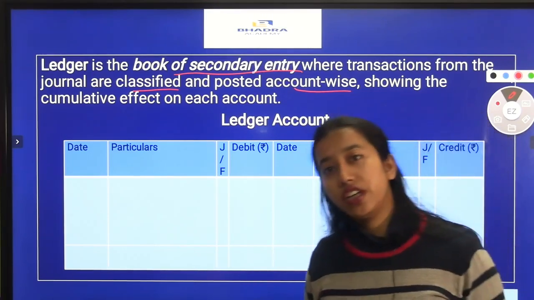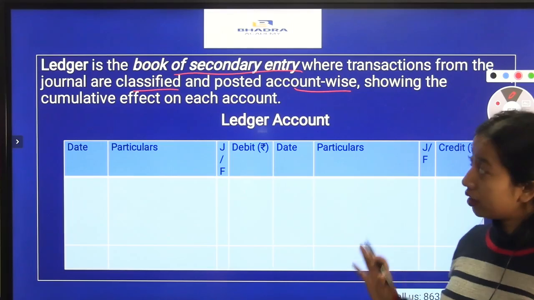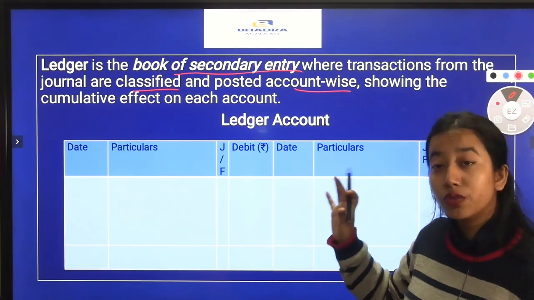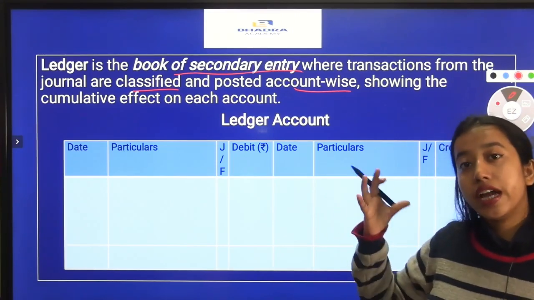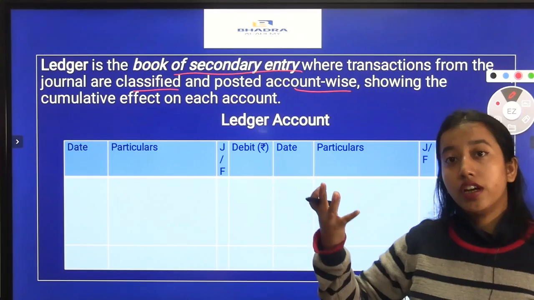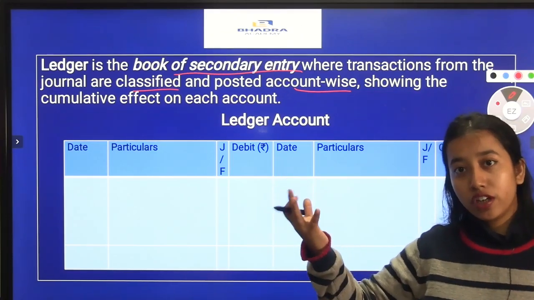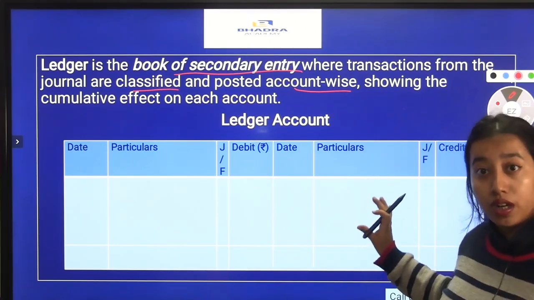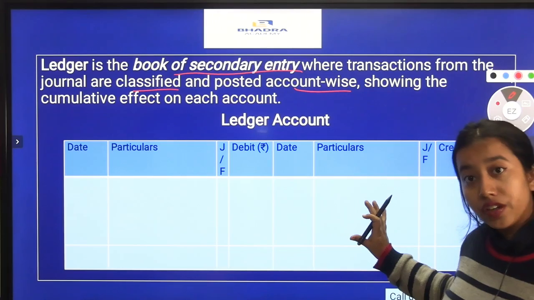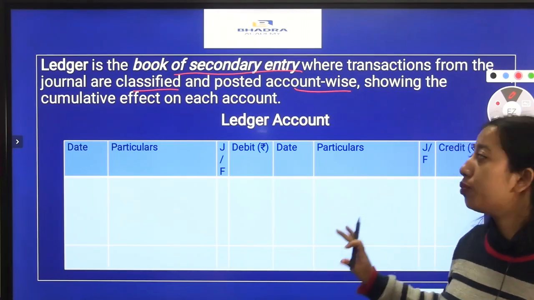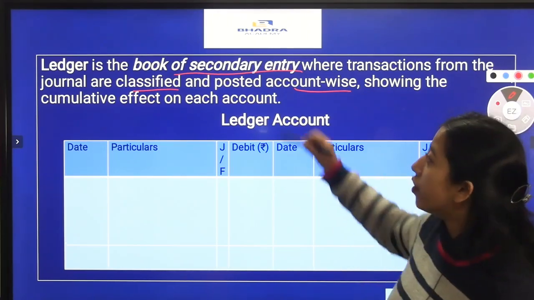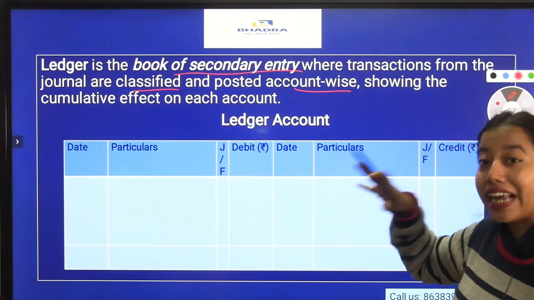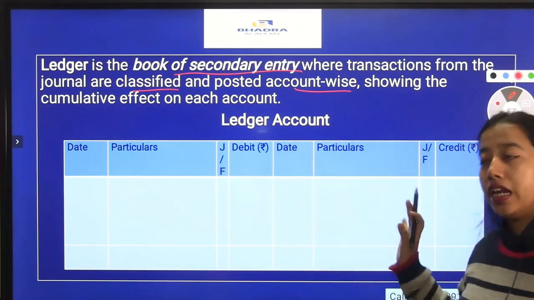From the journal entries. So what does a ledger do, or what do we do in the ledger? The process we call is when we record the journal entries, and we take information and we transfer it into the ledger account-wise. We call that posting, ledger posting. So that is why we call it a book of secondary entry, and we classify information in the ledger account.